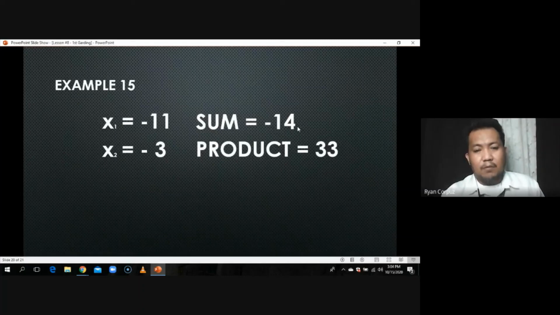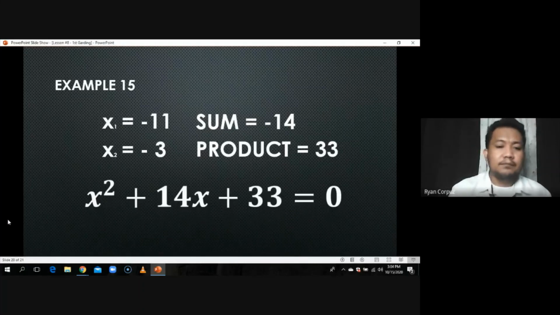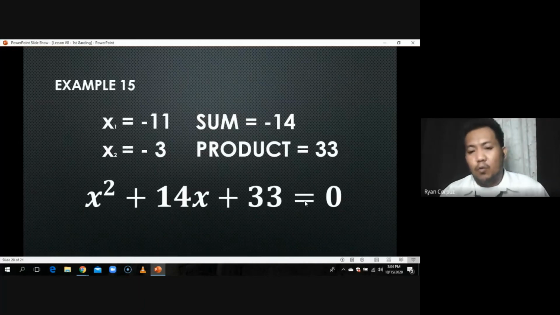Opposite sign ng sum will be the middle term's numerical coefficient, while the product will be the constant term. So we come up with x squared plus, because it's the opposite sign of negative 14, that will be positive 14x. Then same sign ng product will be plus 33 equal to 0. With the given roots of negative 11 and negative 3, and finding the sum, which is negative 14, and the product as 33, we form the quadratic equation x squared plus 14x plus 33 equal to 0.